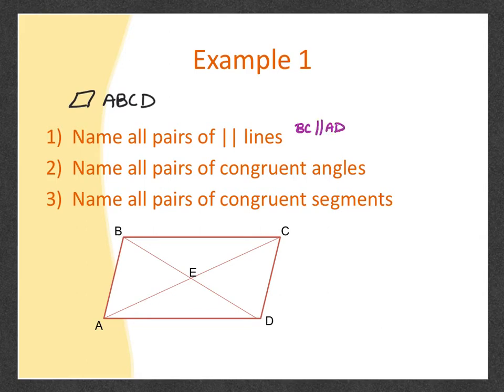And? AB to DC. Good. AB is parallel to DC or CD. It doesn't matter the order of the letters.